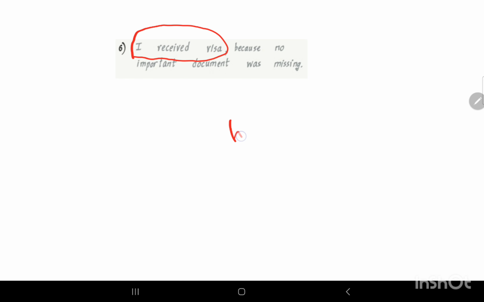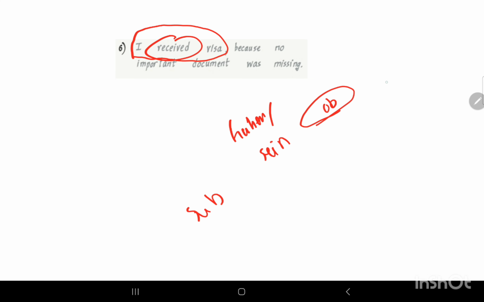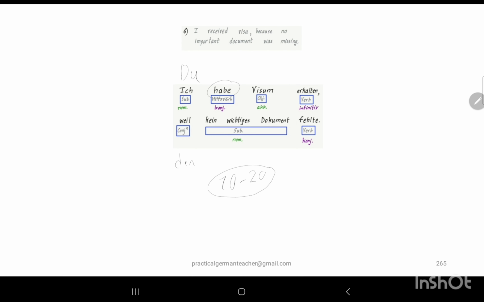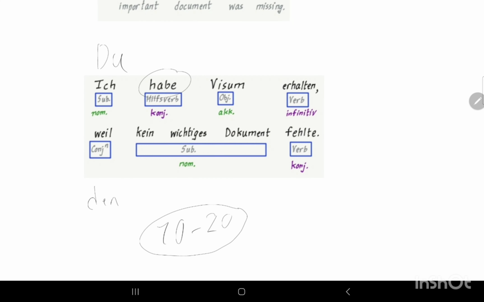So with Partizip zwei, you will have to use the helping verb haben or sein, conjugate it for the given subject, then you can have the object and the other verb, like for example receive, you will use that in Partizip zwei format. So how do you say this? Ich habe Visum erhalten. Okay, ich habe Visum erhalten, weil kein wichtiges Dokument fehlt.